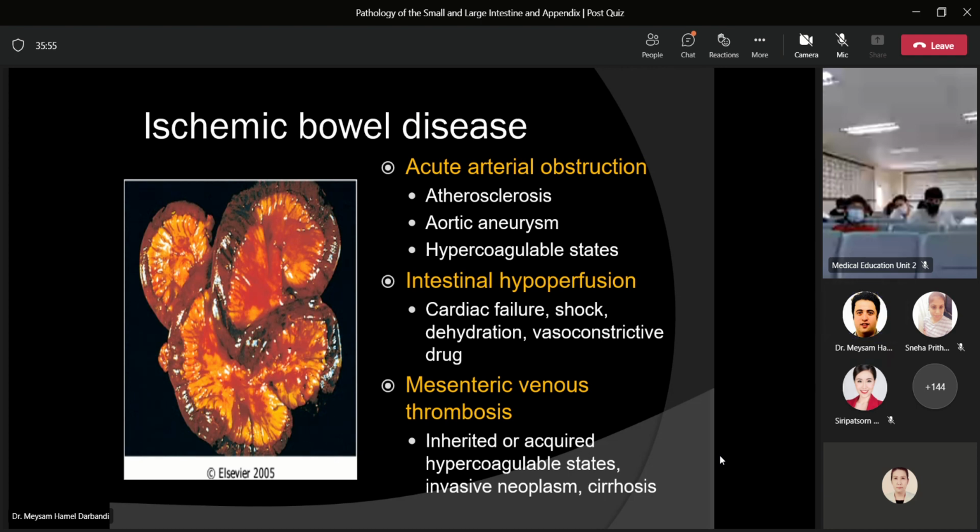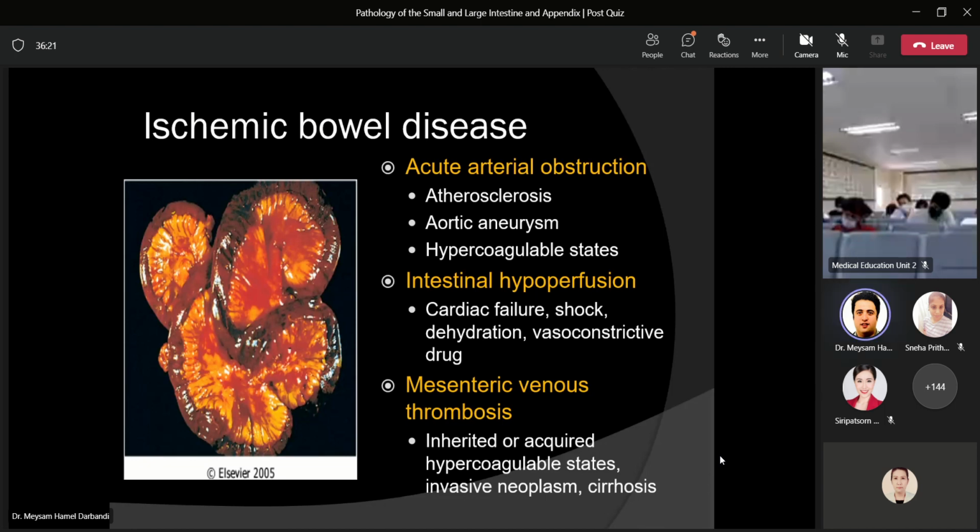Okay. How about in shock? Okay, class president, what happens in shock that the patient develops ischemic bowel disease? Blood flow will decrease, right? Blood flow will decrease. Dehydration, right? Same thing.